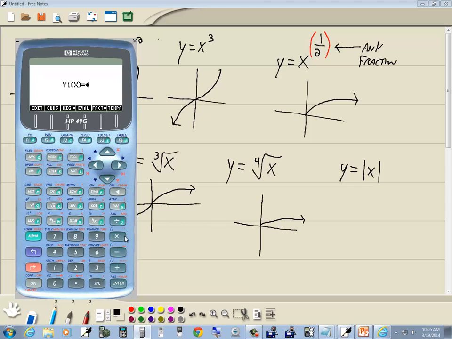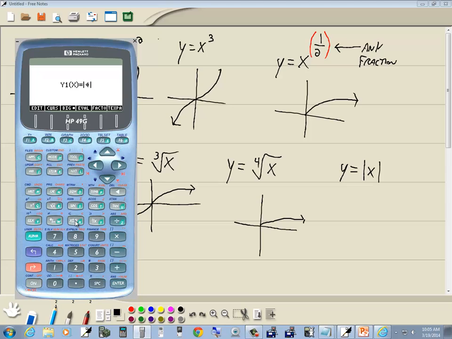Now I'm going to look for the absolute value. It's above a button. Here it is, the divide. See the ABS right there? To get to that, I press my purple button and then my divide, and you see your absolute value bars appear.